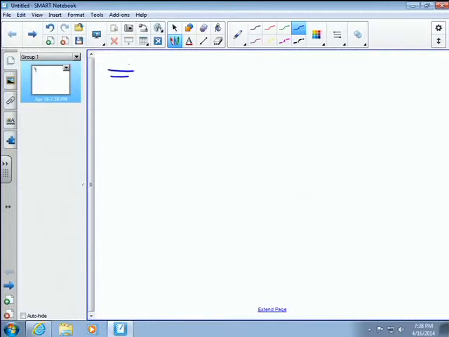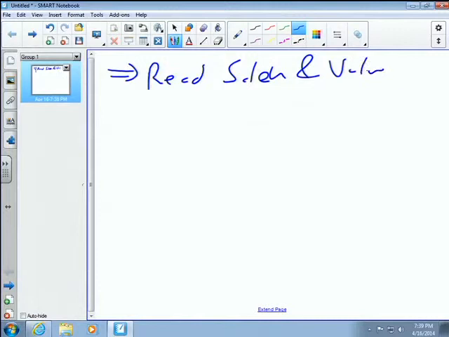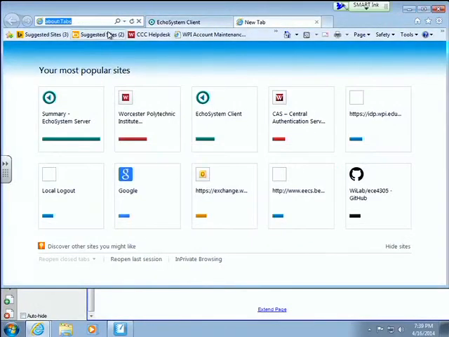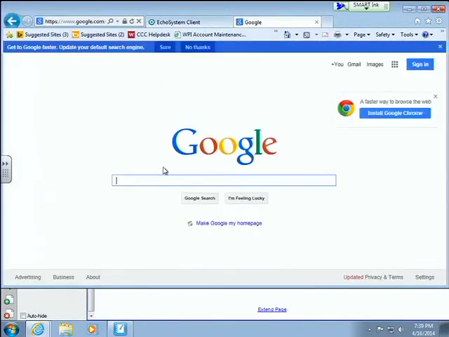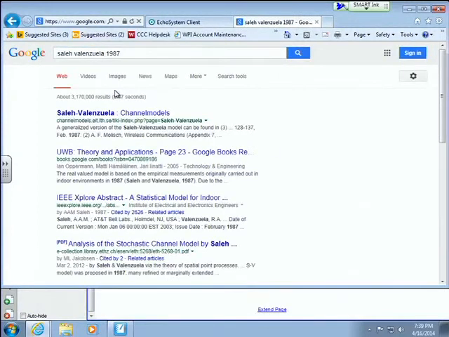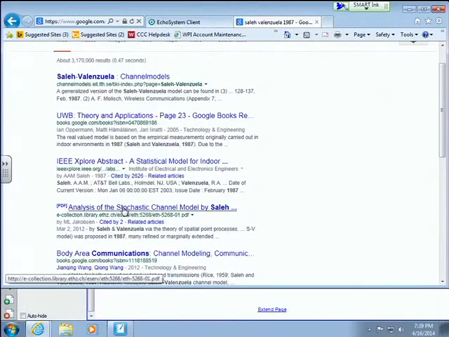An exercise for the student, for all you guys, is to read Saleh and Valenzuela. Let's do it in real time, because I feel adventurous. 1987. Yep. So here we... is it that? No.